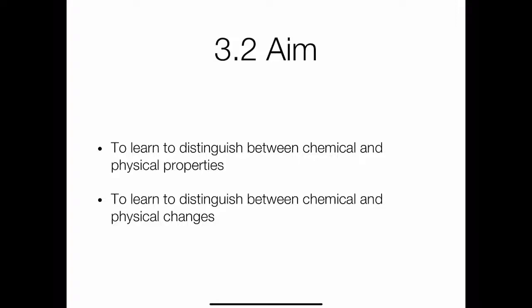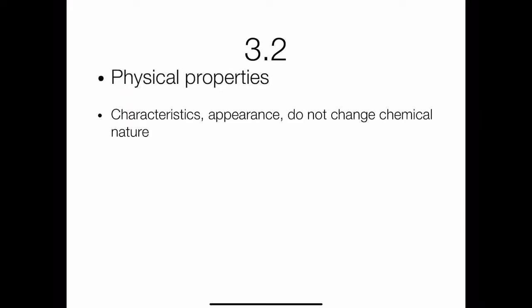In the next section, we have two different aims. We're going to learn to distinguish between chemical and physical properties, and then to distinguish between chemical and physical changes. So this section allows us to learn how to tell the difference between one sample and another, and what to look for when we're trying to identify different compounds.